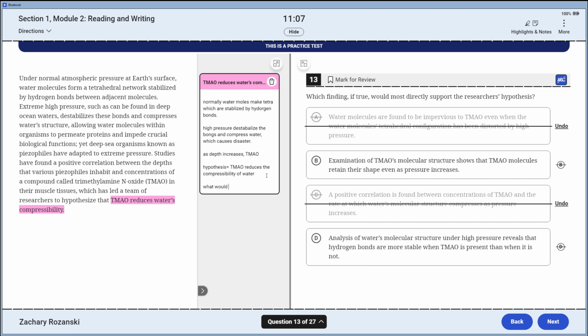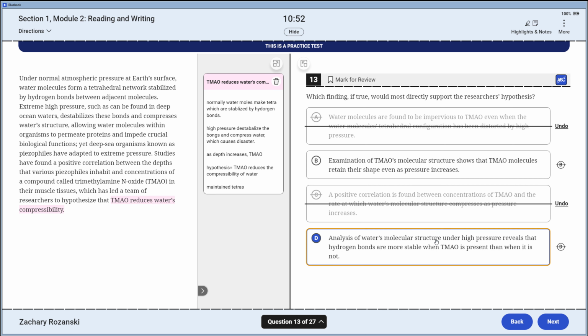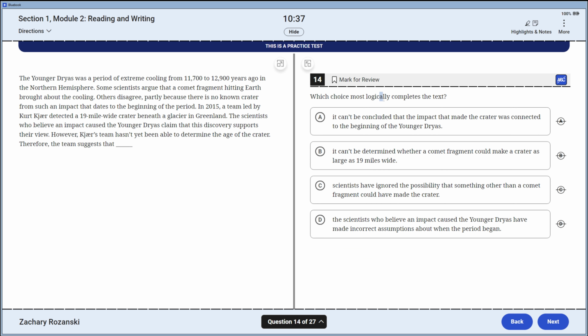I should have done this before I went back into the questions. What would have reduced water compressibility? What would be a sign of that? We would be looking for maintained tetrahedral structures, more stable. Exactly. So between B and D, both do show a positive relationship, and B would be a nice choice, but I'm trying to prove that TMAO affects water's compressibility, and B just leaves that off the table. D gives it to me exactly as I want to read it.